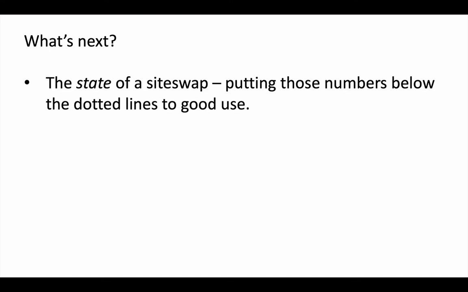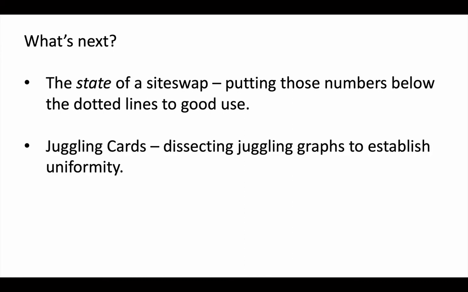Where do we go from here? There are actually 2 videos that will be following this one. One is the state of a site swap. The state is sort of like a landing schedule for the balls if we suddenly stopped juggling. It's going to take those numbers below the dotted line and put them to good use. Another video you could watch after this is one about juggling cards. In juggling cards, we're going to dissect the graph into pieces by drawing the juggling graph in a uniform manner.